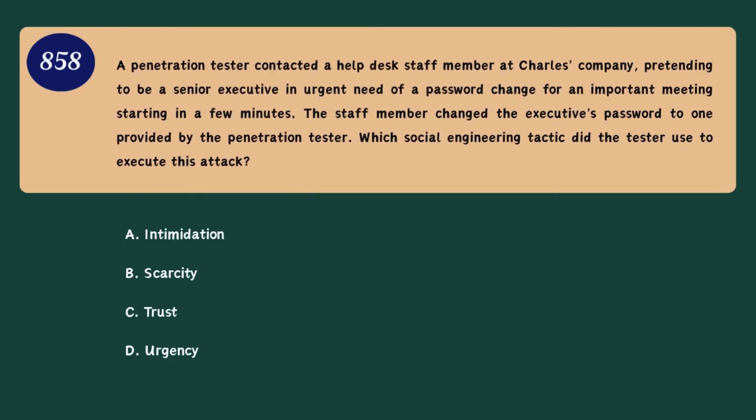Question 858. A penetration tester contacted a help desk staff member at Charles's company, pretending to be a senior executive in urgent need of a password change for an important meeting starting in a few minutes. The staff member changed the executive's password to one provided by the penetration tester. Which social engineering tactic did the tester use to execute this attack? A. Intimidation. B. Scarcity. C. Trust. D. Urgency.